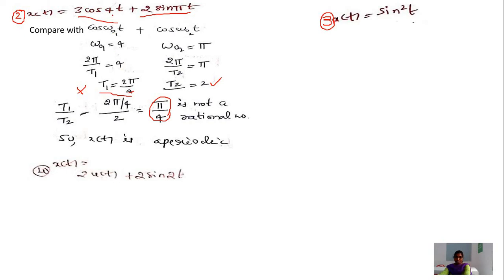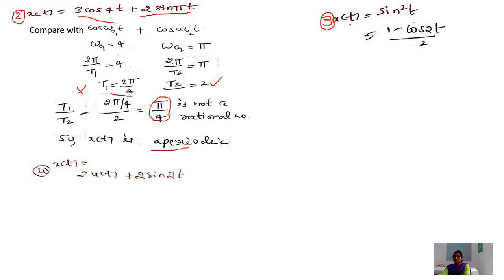By seeing the question, yes, the first signal is cos, periodic. The second signal is sin, periodic. Periodic plus periodic, we should not decide like that. We need to follow this procedure until T1 by T2 is a rational number. If it is rational only, we can confirm that it is a periodic signal. Then find out the time period.